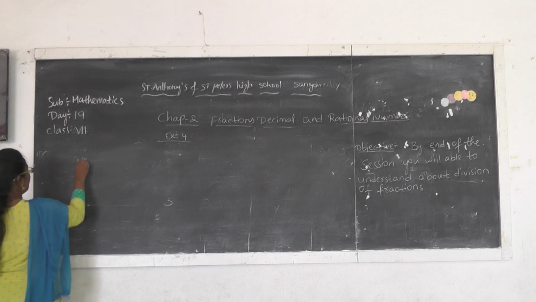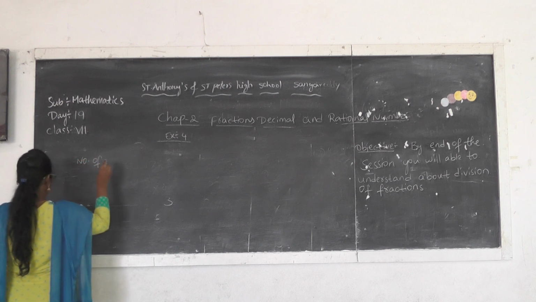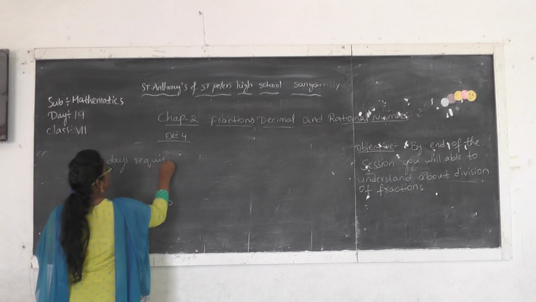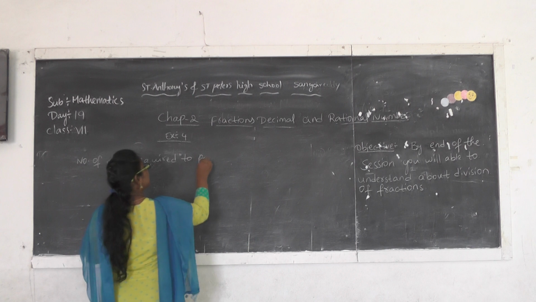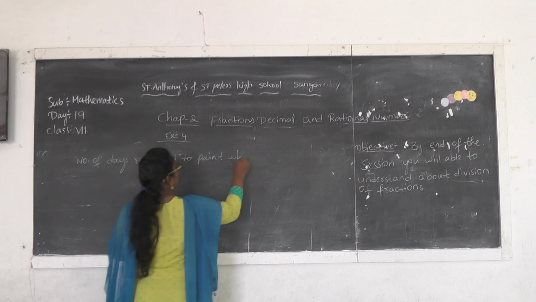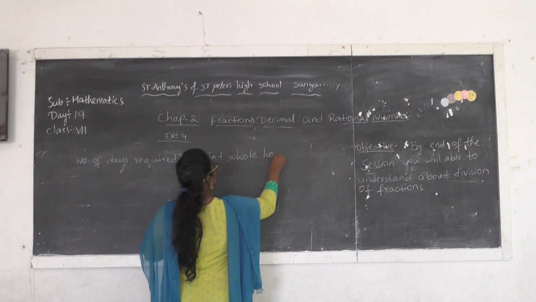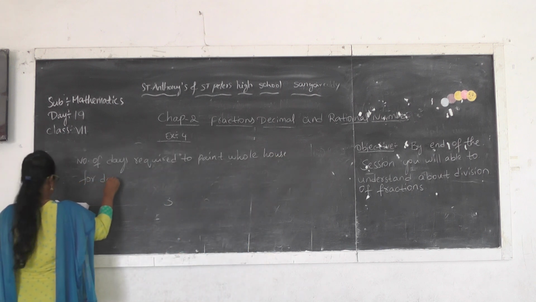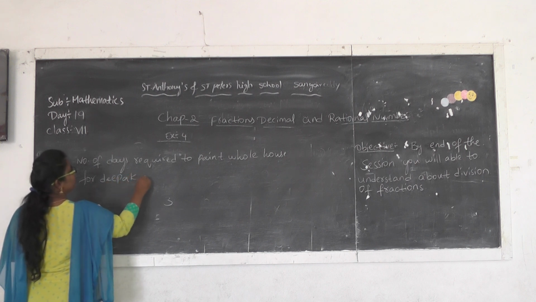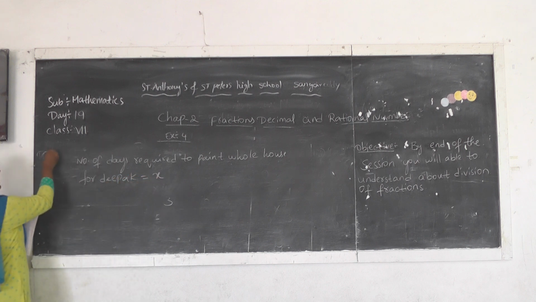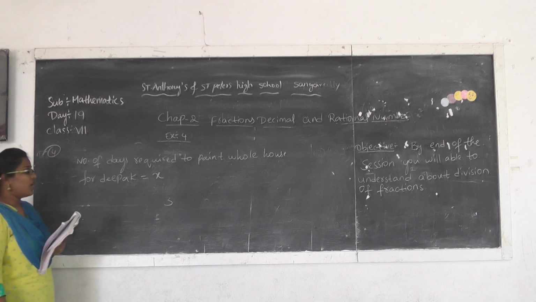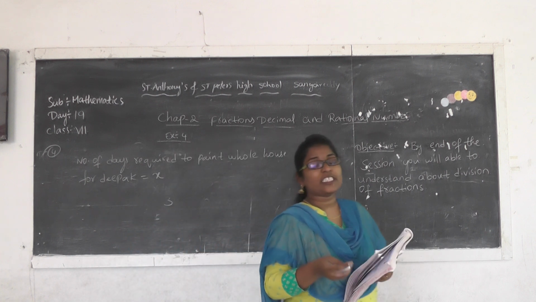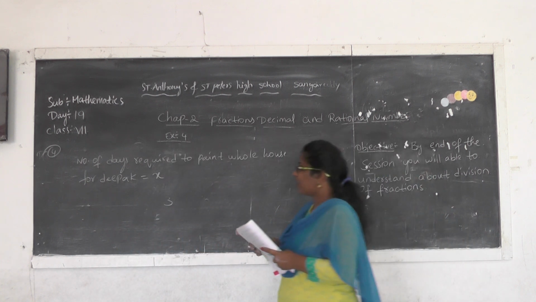Now, number of days required to paint the whole house for Deepak is equal to x. We don't know how many days it will take to paint the whole house, so we have considered it as x. How much part will he finish per 1 day? 2 by 5 part. Okay.